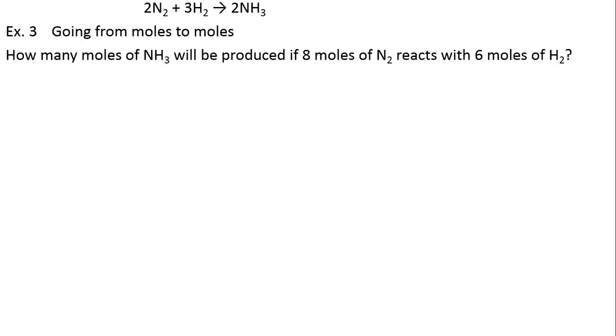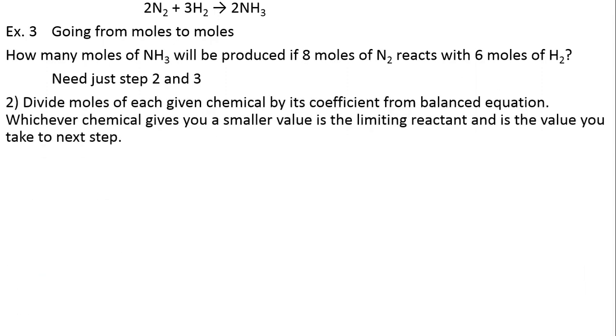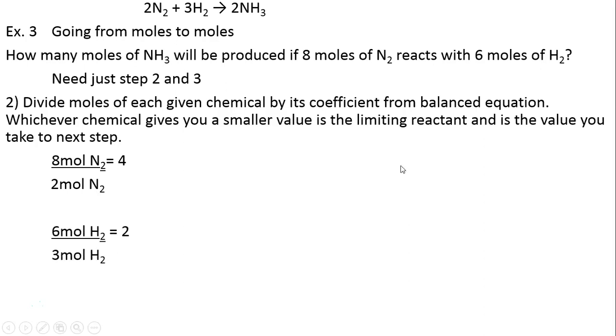All right, example 3, going from moles to moles. So what do we need to do? Well, you can kind of get the idea that step 1 is not needed for sure because we're not going to grams. Step 4 is not needed, so just step 2 and 3 only. So 8 moles of nitrogen, 6 moles of hydrogen. So first things first, divide by the coefficient, which are still our 2 and 3. So 8 divided by 2 moles of nitrogen gives us 4. 6 divided by 3 moles of hydrogen gives us 2.